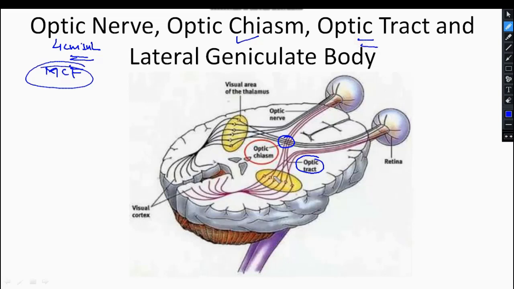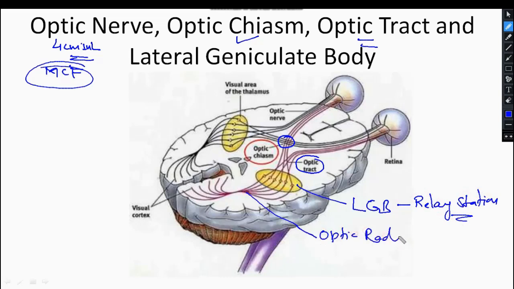And this optic tract will go here. We can see this is the lateral geniculate body, I am writing in short, LGB. I already explained earlier that this LGB, the lateral geniculate body, is a relay station. From this relay station, you can see here this optic radiation.